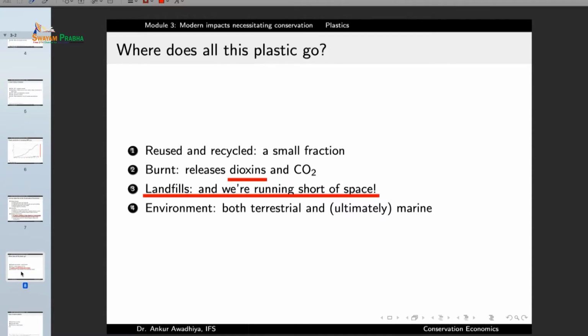When plastics are burned, they release dioxin, so burning is not a good option. Landfills are an option, but then we are running out of landfills. What happens actually is that quite a lot of plastics is getting released into the environment.